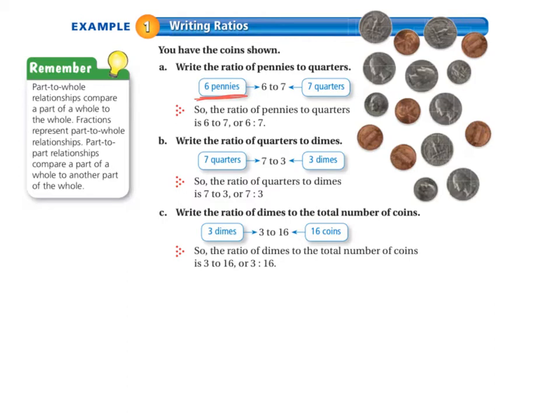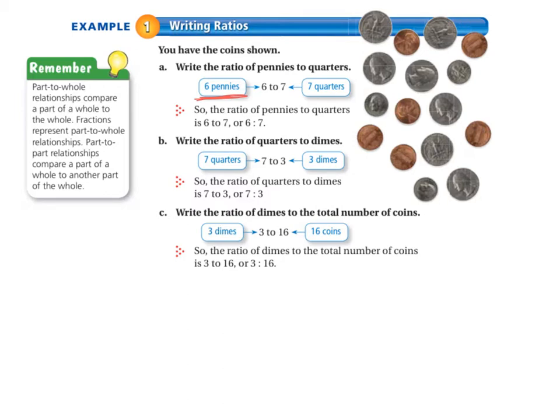Write the ratio of quarters to dimes. Well, I already know that there's 7 quarters because I just counted them up. So I'm still going to use 7 for quarters, but I do have to count the dimes. I have 1, 2, 3 dimes. So 7 to 3 would be the ratio for quarters to dimes. Now, you have to take into account that means quarters to dimes. If I were to say dimes to quarters, that would change the ratio. But quarters to dimes is 7 to 3.